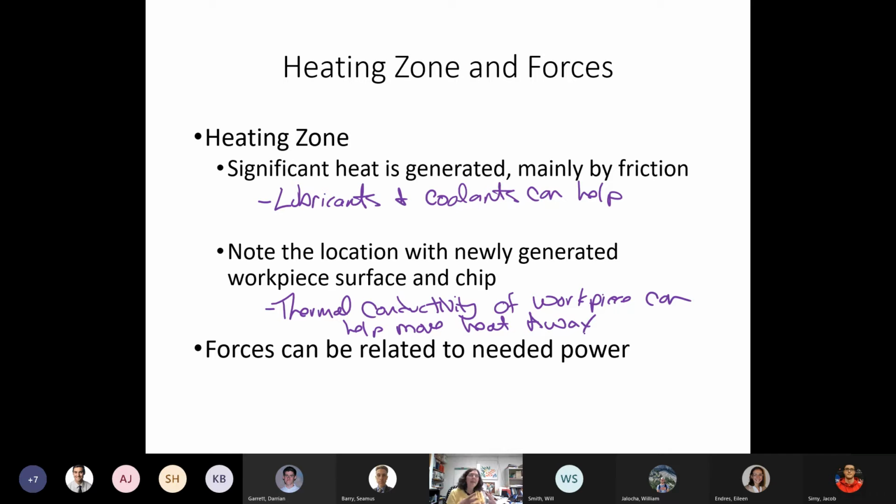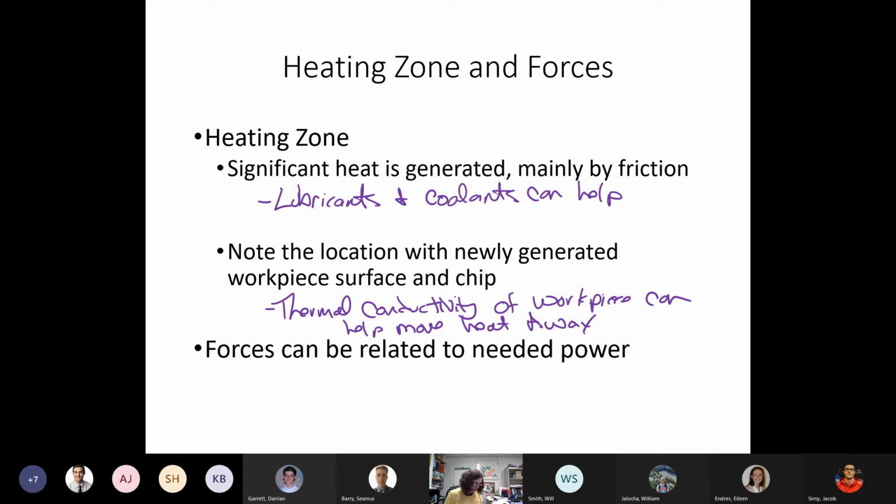With a plastic, that doesn't happen. So oftentimes it's concentrated, and that can influence both the quality of the surface you're producing, and also the effect of the increased temperature on the tool itself.